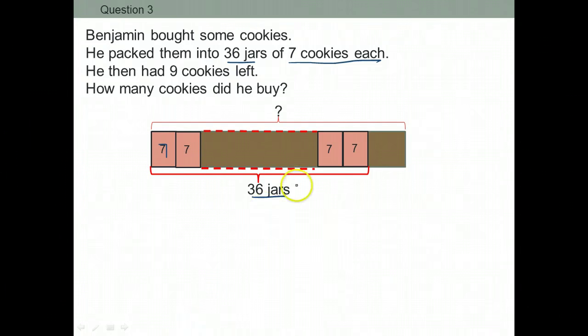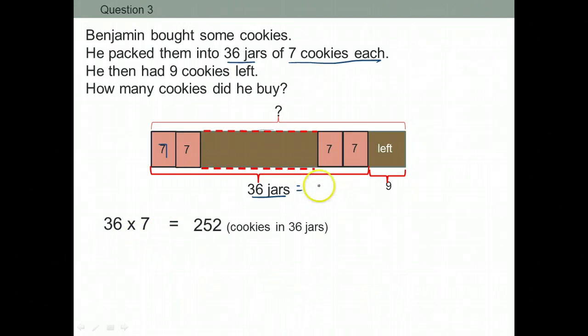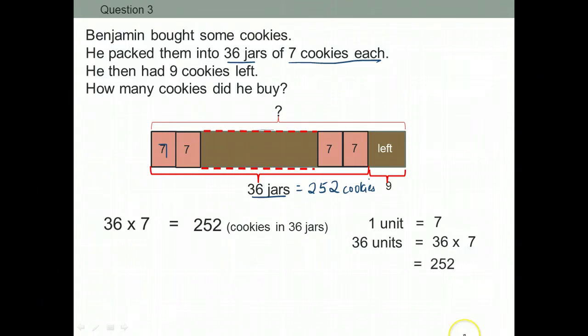So first, I want to find how many cookies there are in these 36 jars. So I take 36 multiplied by 7, right? Here I also learned that he had 9 cookies left. So I take 36 multiplied by 7. I have 252 cookies in the 36 jars. So 252 cookies. Alright, 1 unit is my 7. 36 units, which is 36 jars, will be 36 times 7, which is 252.